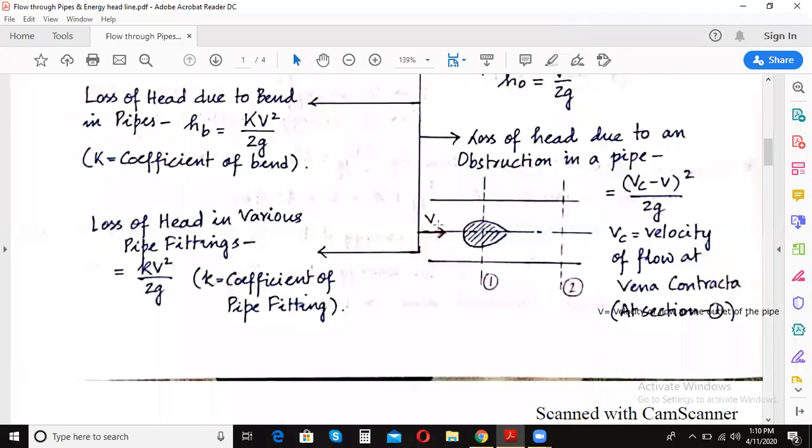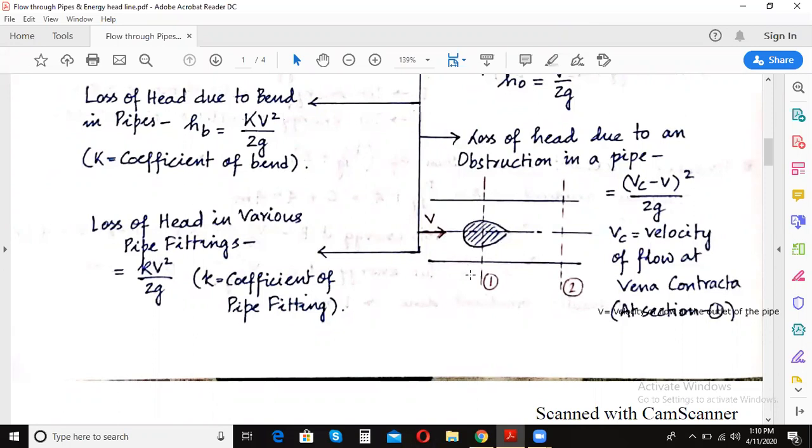Okay, so suppose there is a pipe, and in this pipe there is a certain obstruction. So this is basically the obstruction which I have shown here. Whenever there is any obstruction present in the pipe, the loss of energy will take place due to the reduction in the area of the cross section of the pipe where this obstruction is present.